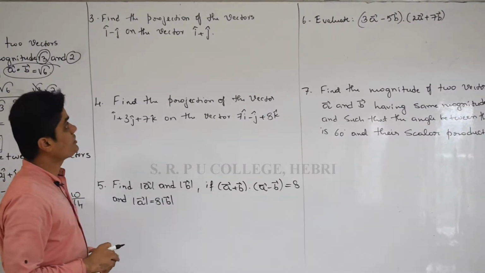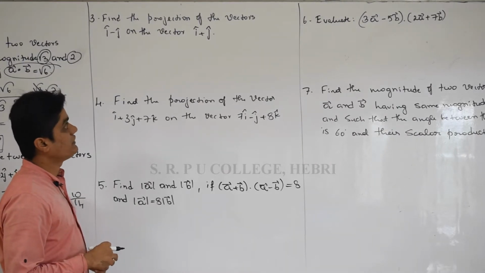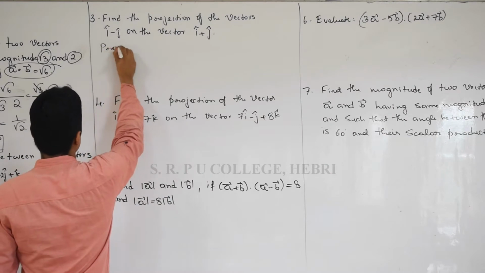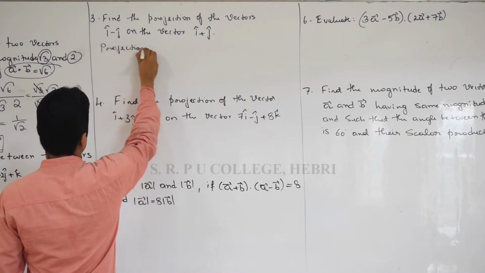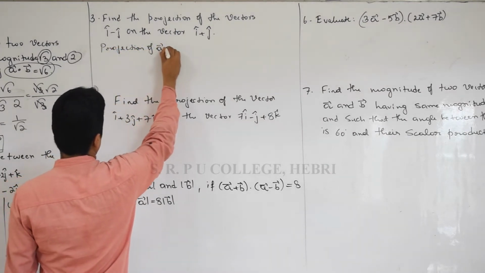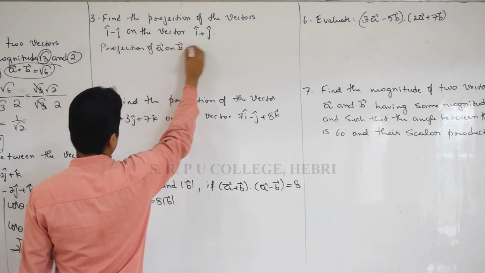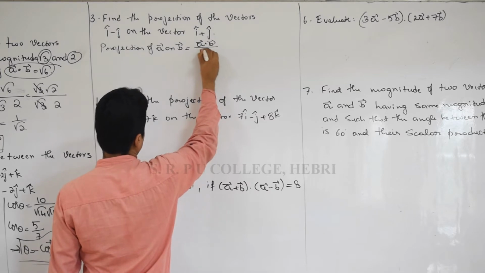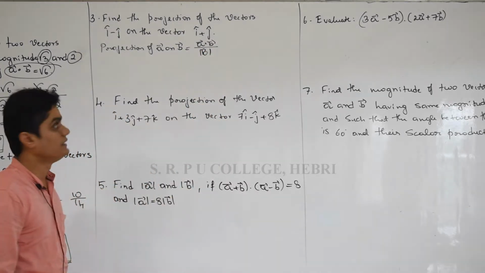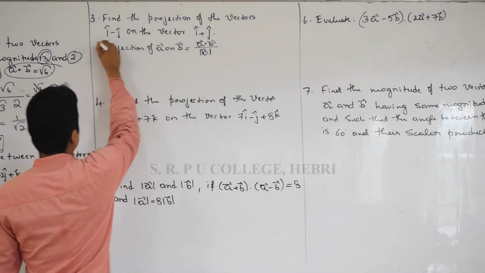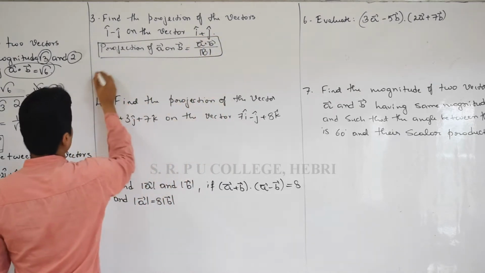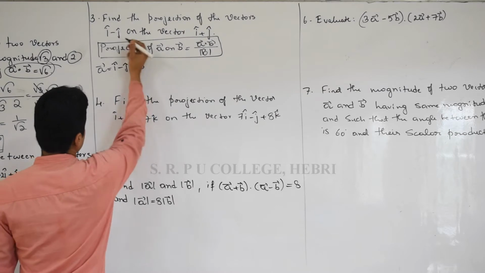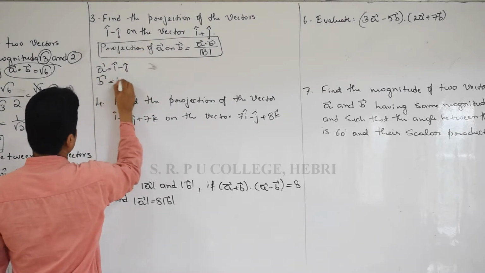Third question: find the projection of the vector i minus j on the vector i plus j. Do you remember the projection formula? The projection of vector A on vector B is vector A dot B divided by magnitude of vector B. This is the formula that you are going to use. What is given? Vector A is i minus j. Vector B is i plus j.